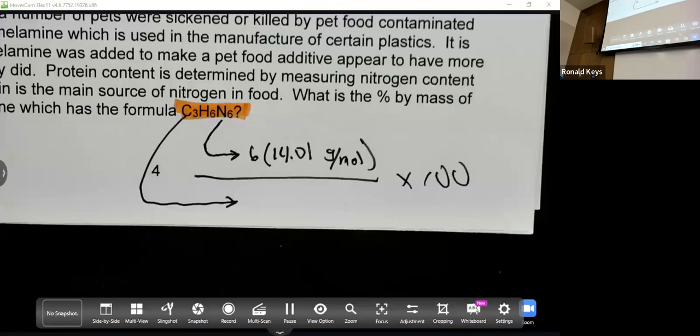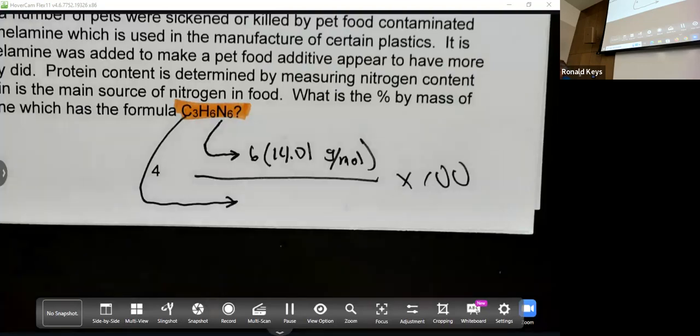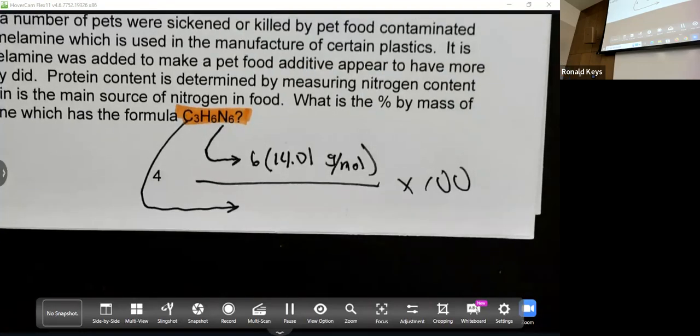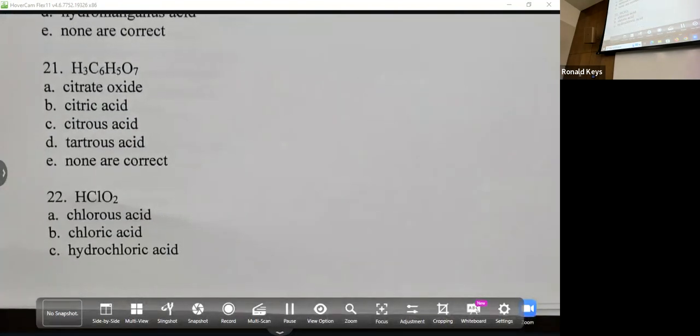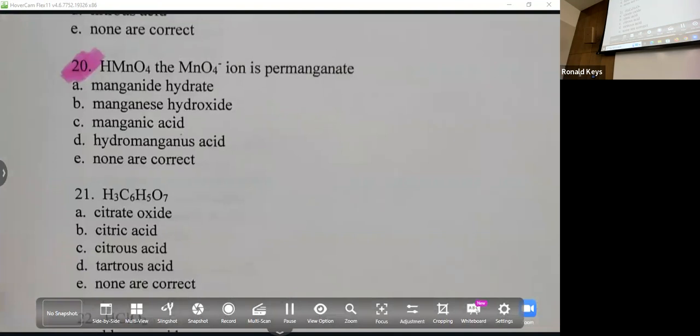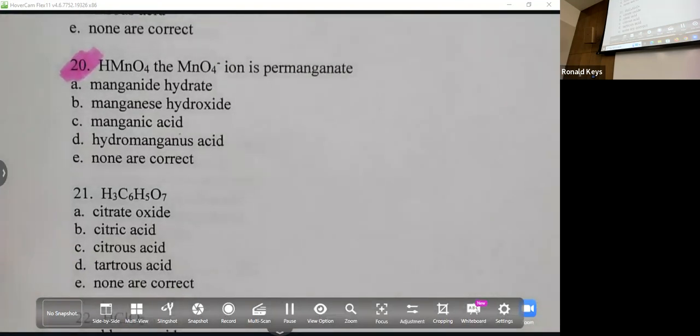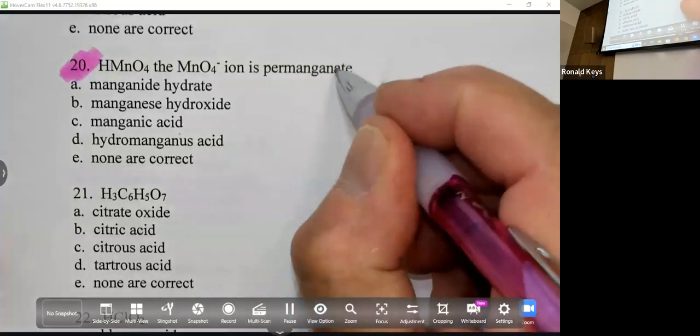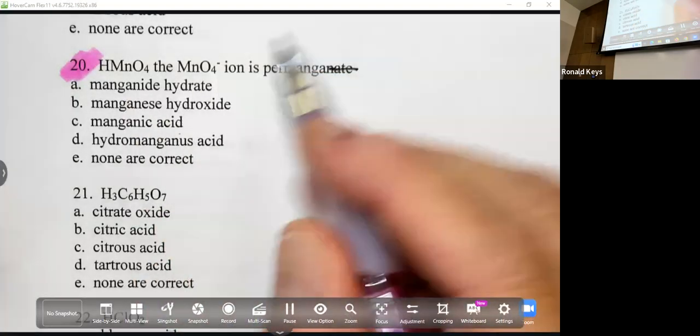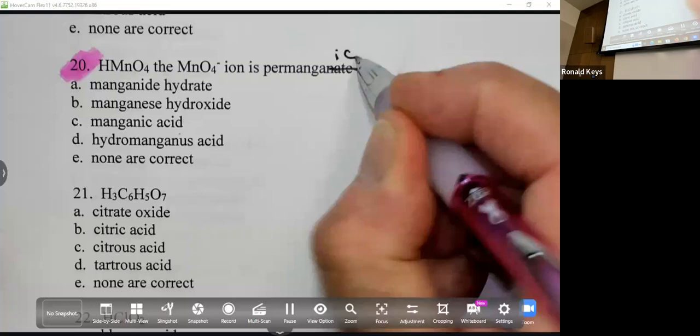All right, let's switch over to the other quiz, number 20. So number 20 is, this is an acid, right? MnO4 is permanganate, so we're just going to go ion to ion.